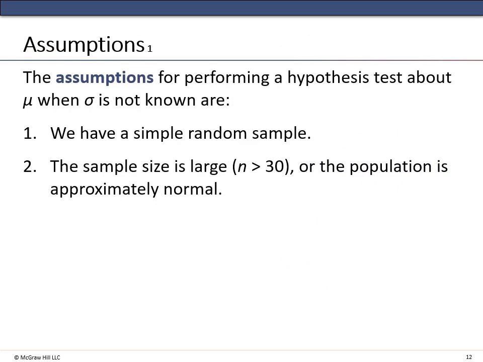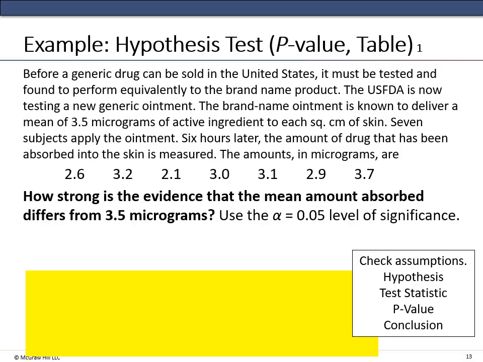The assumptions for performing a hypothesis test about mu when sigma is not known are the same as what we've been using. Simple random sample, or the sample is large, in which we're using n greater than 30, or the population is approximately normal. So these are the same as before.